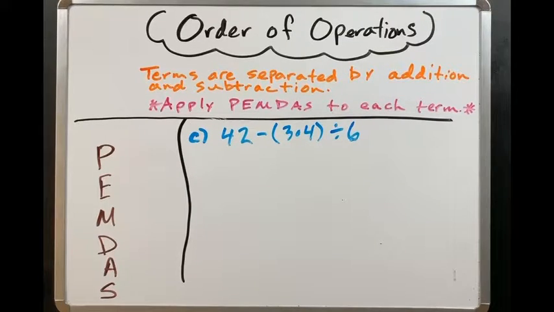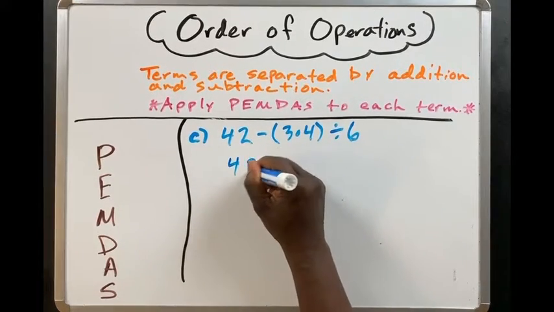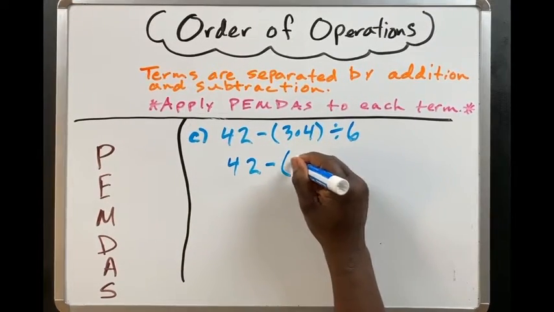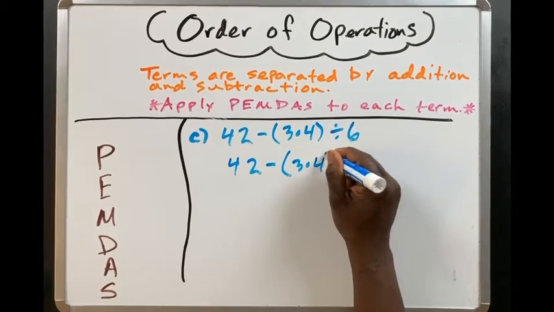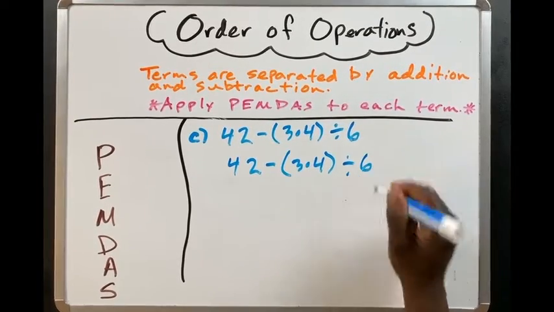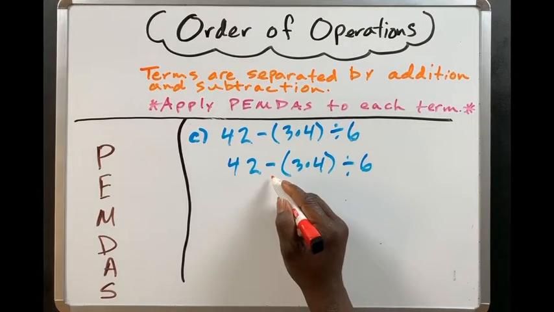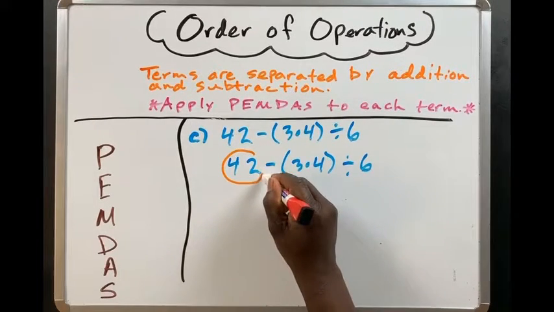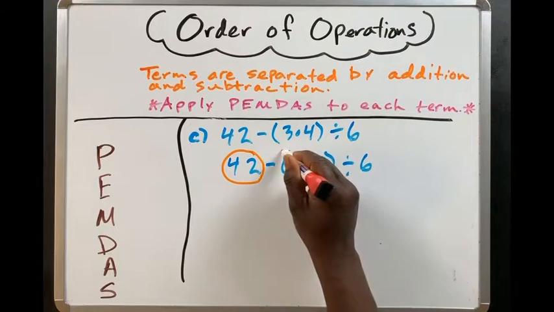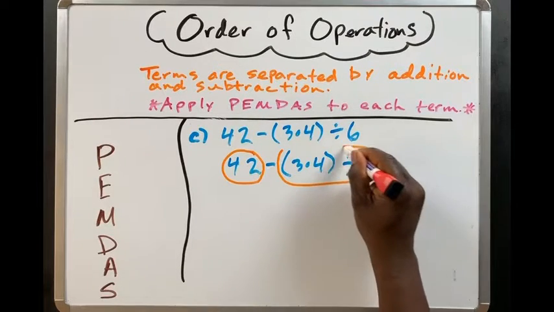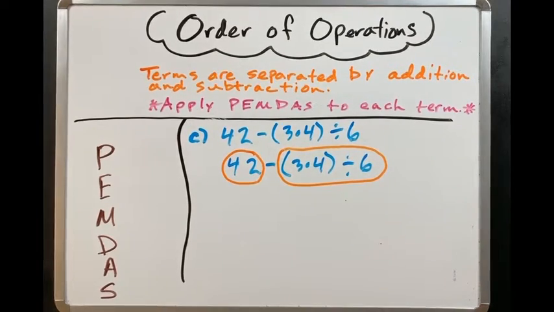Actually, remember, I like to copy it again, so let me copy it again. 42 minus 3 times 4 divided by 6. Now let's identify those terms and circle them. Here's subtraction. So this is a term, and this expression is a term. And we're going to apply PEMDAS to each term.